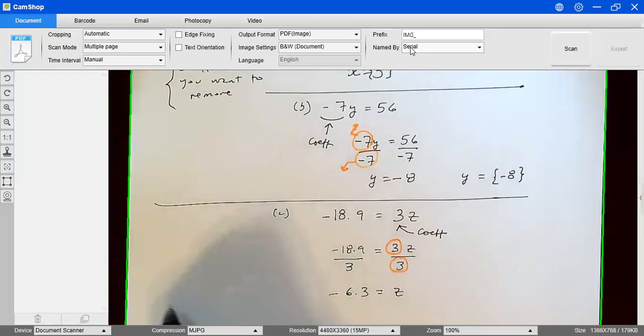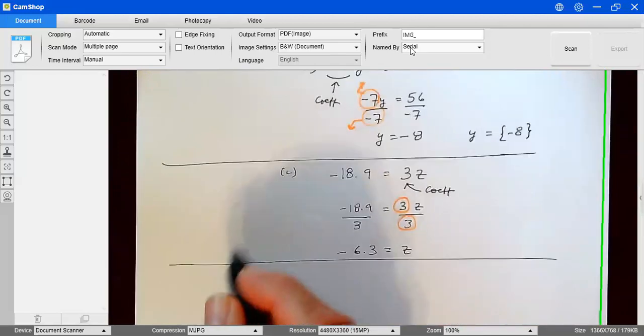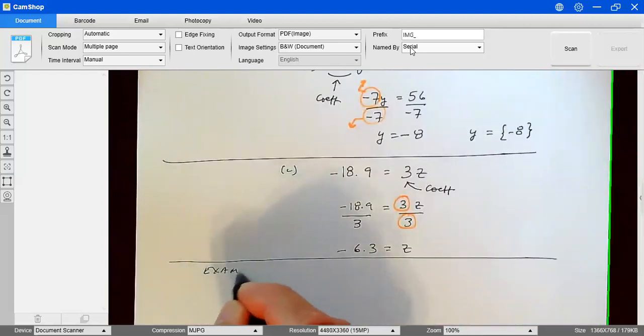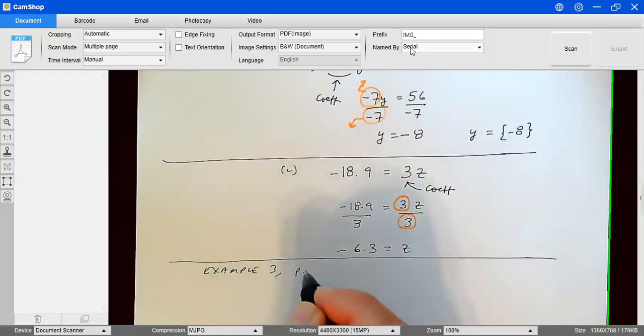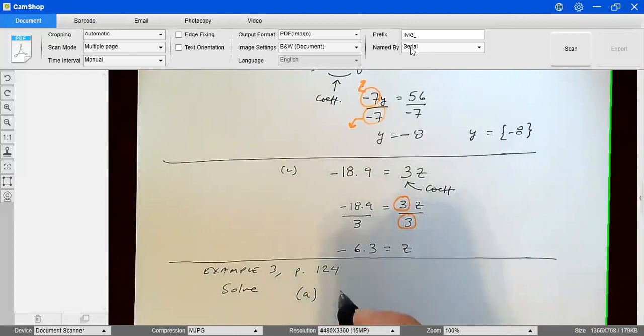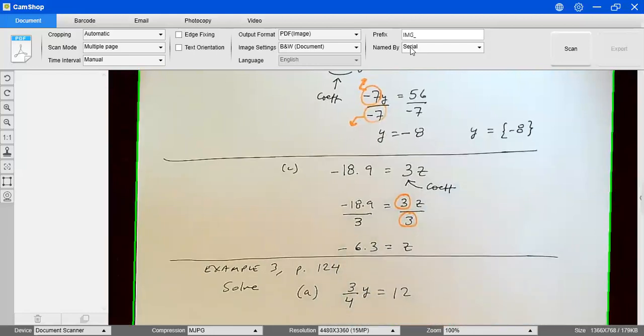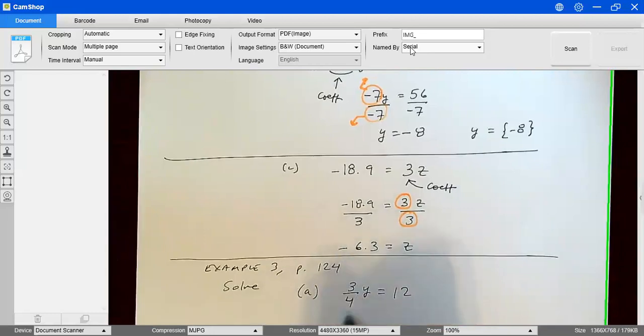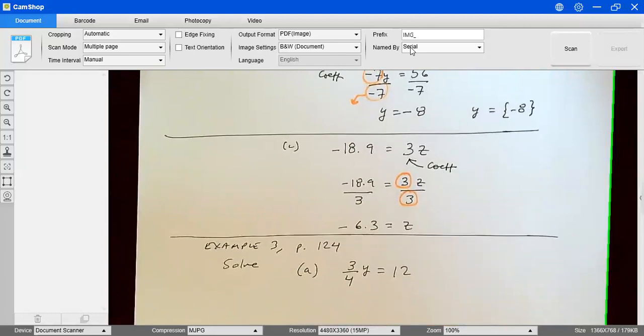We have now example 3 on page 124. So we're gonna solve a couple of exercises. The first one is 3/4 of y equals 12. Now we have a coefficient that is a fraction. You can divide by that coefficient, but it's going to be a little bit complicated because it's a fraction.